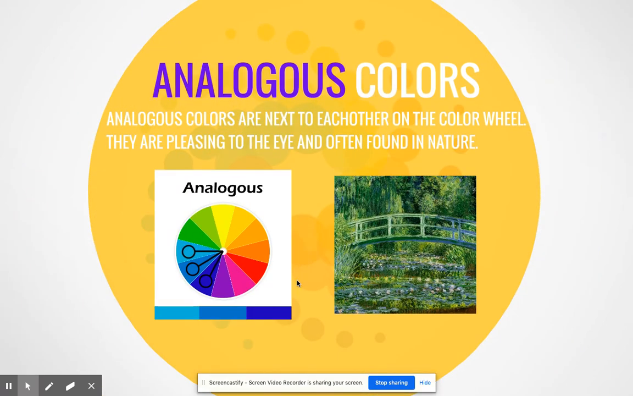All right, analogous colors. That's how you say that word right there, analogous. Analogous colors are next to each other on the color wheel. They are pleasing to the eye and often found in nature. So these colors are going to be next to each other on the color wheel, all right? Not across from each other, that's complementary. When they're next to each other, that's analogous. And here is a Monet painting with just blues and greens, which are next to each other on the color wheel. It will create a more calming effect, as you can see.